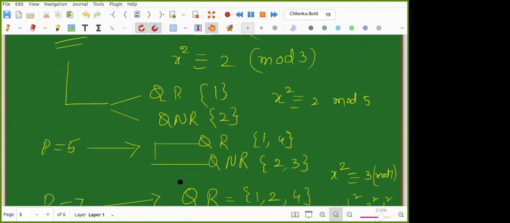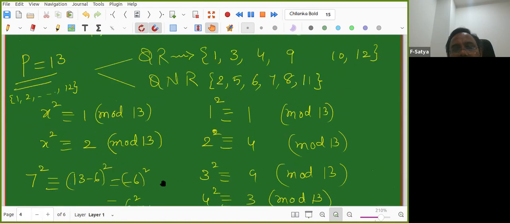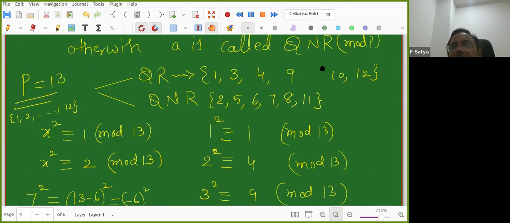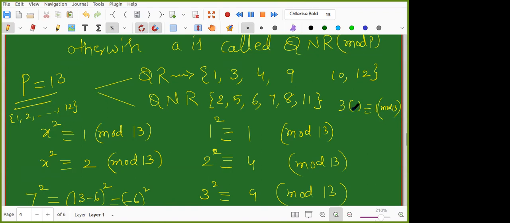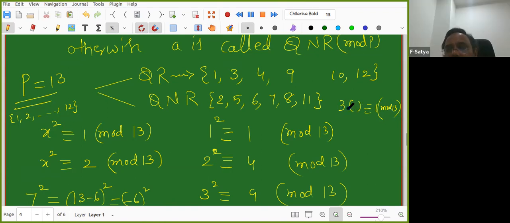Yes, sir. But let us see what the inverse is. Let us look at 13 and try to understand. What is the inverse of 1? 1 only. No problem. What is the inverse of 3? Meaning 3 times how much is congruent to 1 modulo 13? So 9. 9 times 3 is 27. Correct. Very good. But 9 is also a quadratic residue. That means if 3 is a quadratic residue, then its inverse 9 is also a quadratic residue.